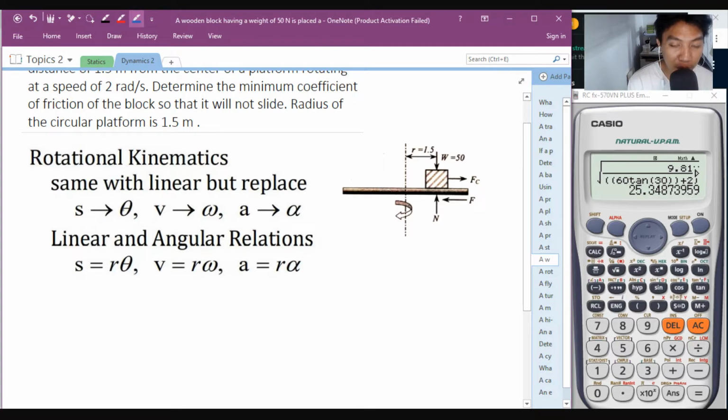Theta will be the angular displacement, omega will be the angular speed, and alpha will be the angular acceleration. Now, for linear and angular relations, I just have to multiply each of them with the radius of the rotation. Okay? Now, we have to solve this one.